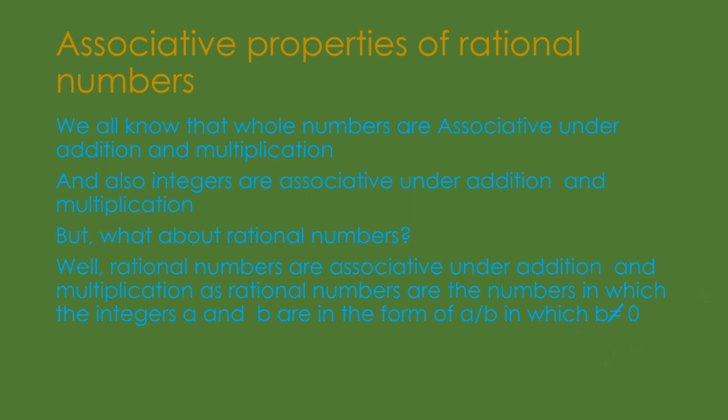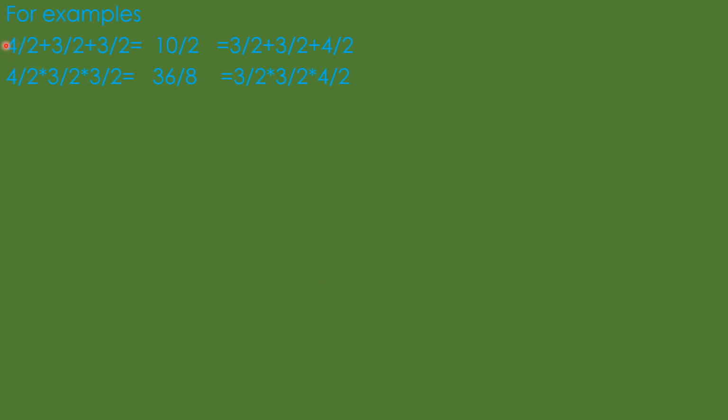Now let's see some examples. For example, 4 by 2 plus 3 by 2 plus 3 by 2 is equal to 10 by 2, which is equal to 3 by 2 plus 3 by 2 plus 4 by 2. Now 4 by 2 into 3 by 2 into 3 by 2 is equal to 36 by 8, which is equal to 3 by 2 into 3 by 2 into 4 by 2. So both conditions are satisfied, and it satisfies the associative property.